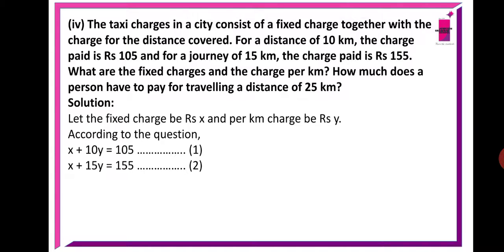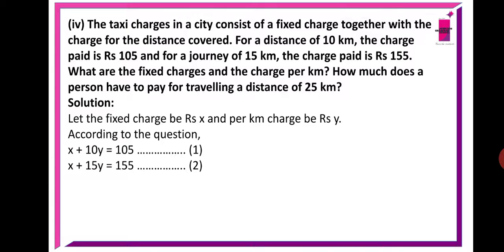You can see the question. The taxi charges in a city consist of a fixed charge together with the charge for the distance covered. For a distance of 10 kilometers, the charge paid is 105, and for a journey of 15 kilometers, the charge paid is rupees 155. So you are going to find out what is the fixed charge and the charge per kilometer. Then you are going to find out what is the value for 25 kilometers.